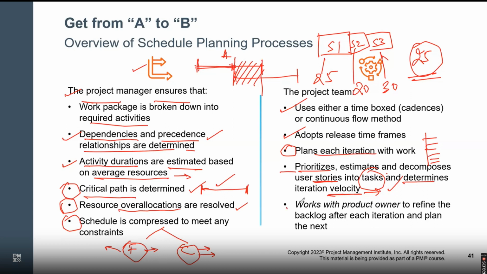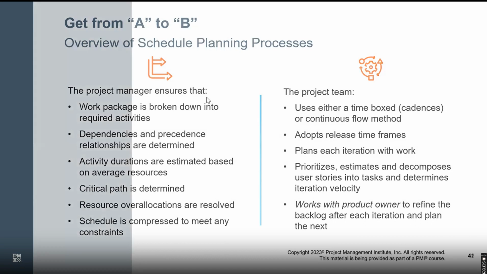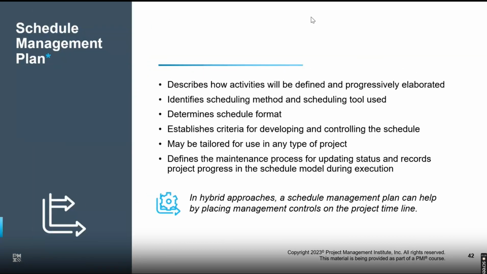And we know this part. We work with the product owner to refine the backlog after every iteration. We will ask the product owner to refine and reprioritize the backlog. That's what will be done. So typically the same information is reiterated, nothing new. Let's see the schedule management plan. Primarily, as we go through the project, we will be required to break down those activities.